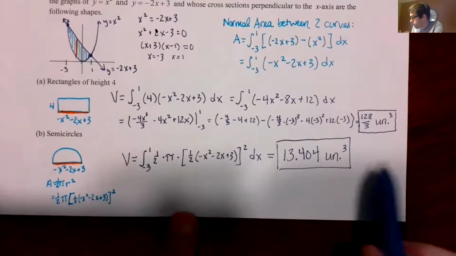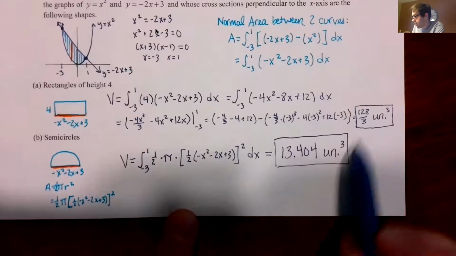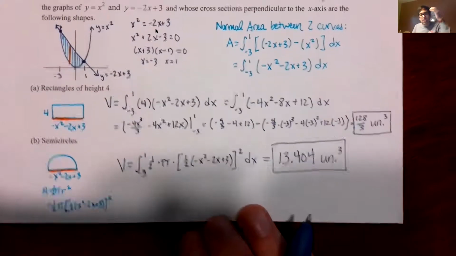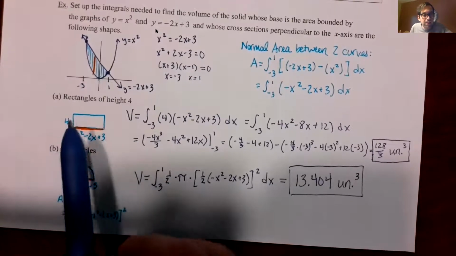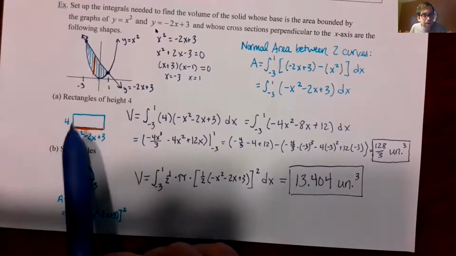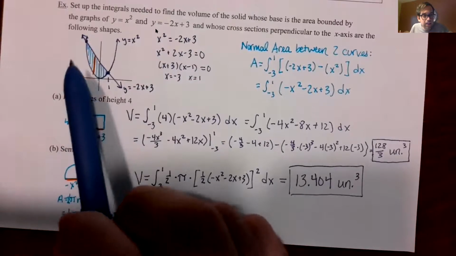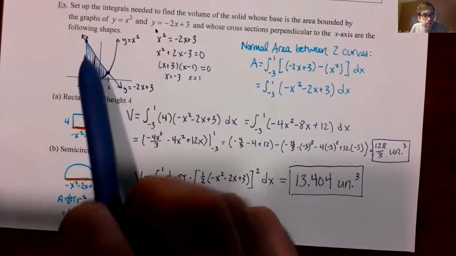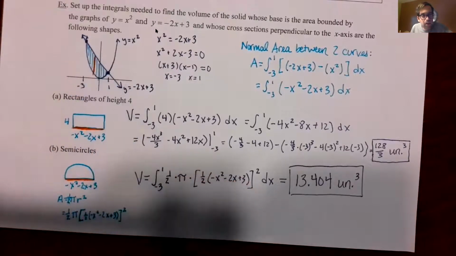I said the first one was 42.6 something versus 13. So this is significantly smaller of a shape than the first one, but that makes sense because the first is rectangles and they all have a height of 4. This is semicircles and the radius is constantly changing. So up here, that's going to be a really small shape, but for the rectangle, it still has a height of 4, even all the way up here. So it makes sense that that's going to be a lot bigger in the first part. But there you go. That is how we do that question.